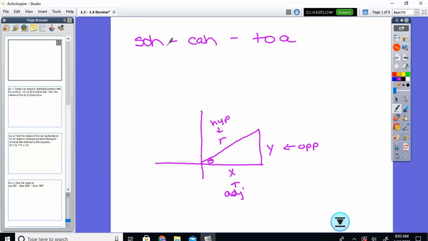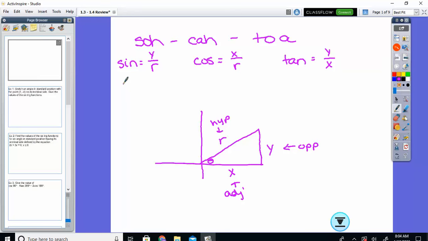Okay. So, we look at this. S-O-H. So that means sine is the opposite over hypotenuse. Opposite was y, hypotenuse is r. So sine is y over r. C-A-H: C stands for cosine, A equals the adjacent side, which is x, H is the hypotenuse, which is r. T-O-A: T is for tangent, O is opposite, which is y, A is adjacent, which is x.